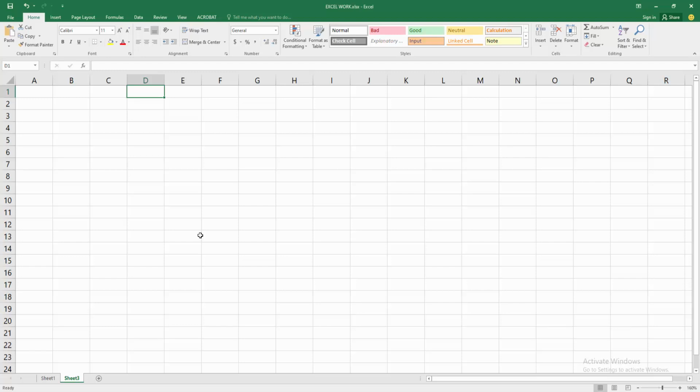Then write a formula. At first write equal to, then write ROW, then start the first bracket and write your cell number. We can see the column number is D and the row number is 1. Now I am writing D1, then in the bracket, then write -1, then press enter. We can see the number starts at 0.